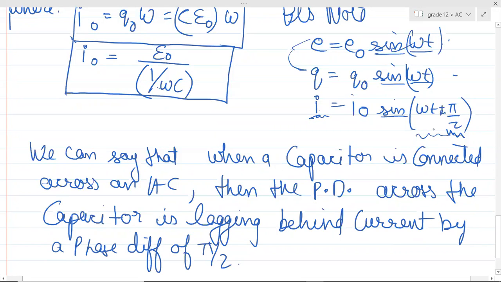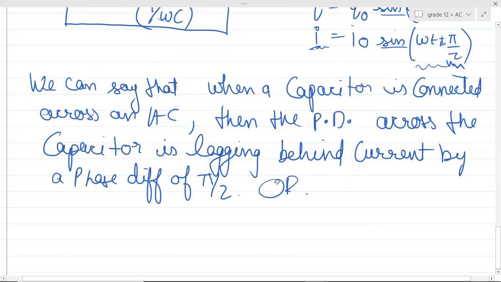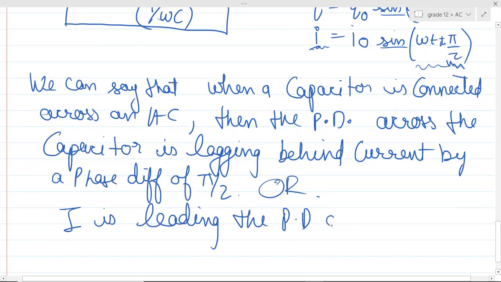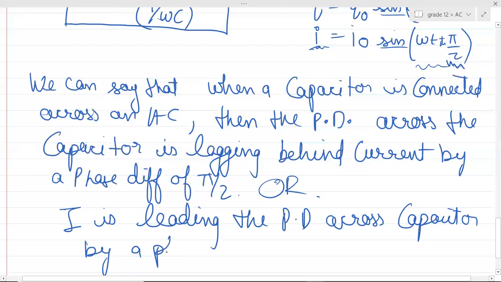can you see, the phase of current was basically omega t plus pi by 2, and the phase of EMF, the potential difference, was basically how much? Omega t. So if you subtract both of them, can you see pi by 2 you'll get? So the potential difference is basically lagging behind current by a phase difference of pi by 2, or you can say the current is leading the potential difference across the capacitor by a phase difference of pi by 2. So it's up to you.